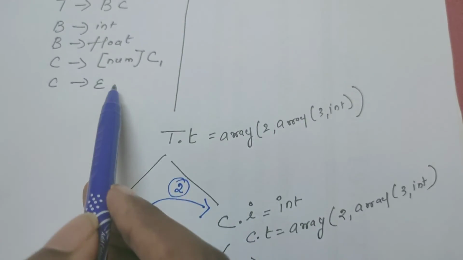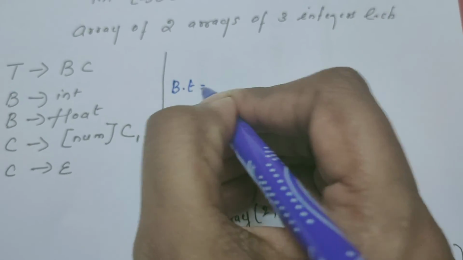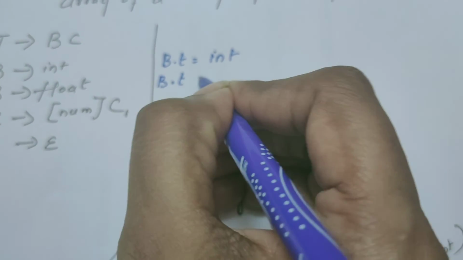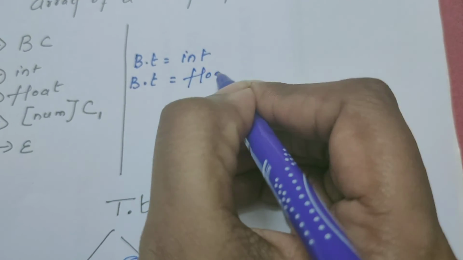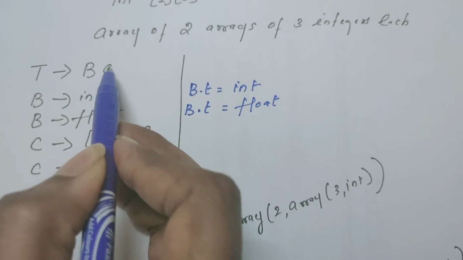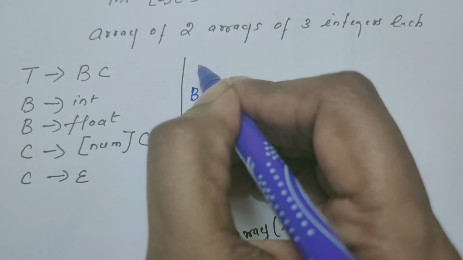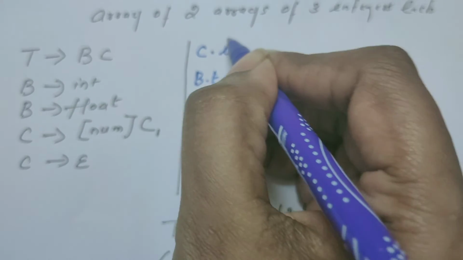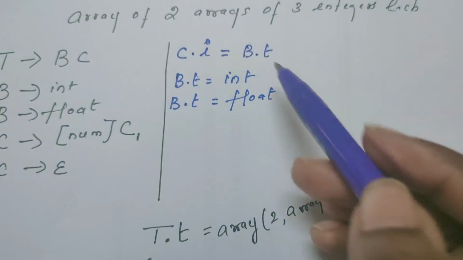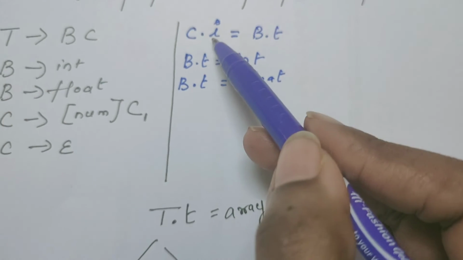Let's go to the grammar now. B derives integer. So B dot T is equal to int. If it is float, then you have to write B dot T is equal to float. Once the value of B is known, the value is being passed to its sibling, which is C. But C is inheriting the value. The inherited attribute is defined by the name I. C dot I is equal to B dot T. This B dot T can be either integer or float, right? That is being assigned to C.